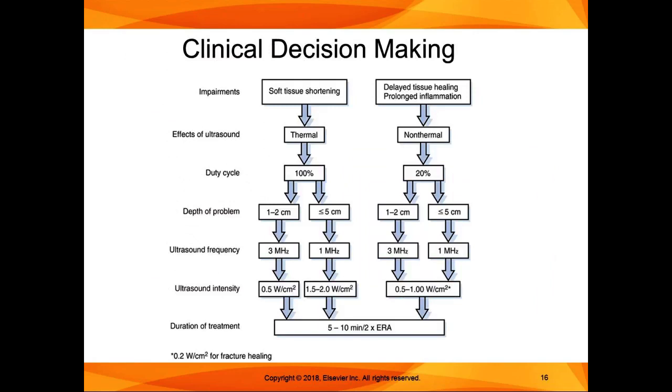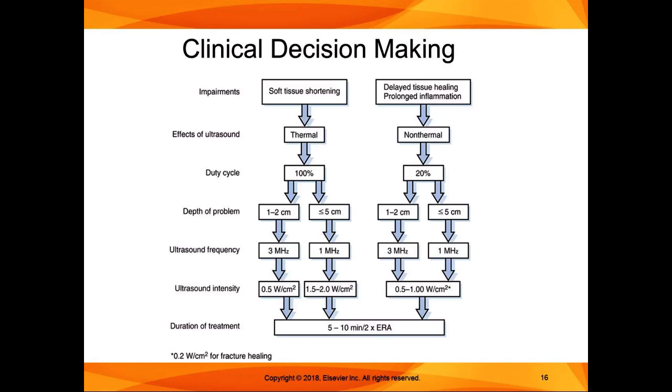So this is in the book, and I really like it. It's a clinical decision-making grid, or flow chart, basically, for deciding what treatments you're going to use in ultrasound. It has two indications, soft tissue shortening and delayed tissue healing or prolonged inflammation. With the soft tissue shortening, you're going to use thermal ultrasound, and thermal is always 100% duty cycle. If the depth of the problem is 1 to 2 centimeters, you're going to use a 3 megahertz frequency.